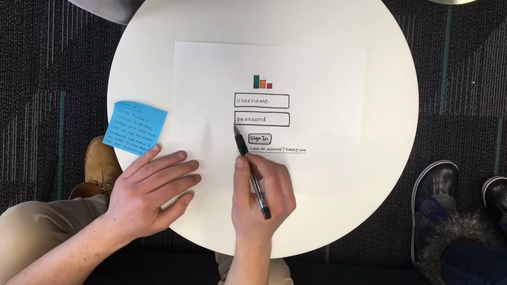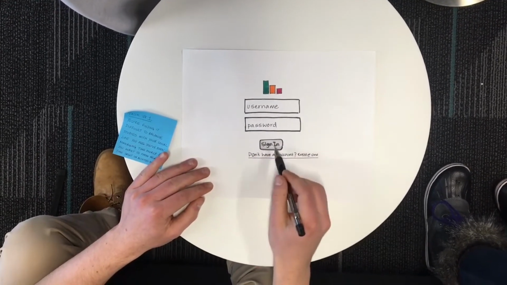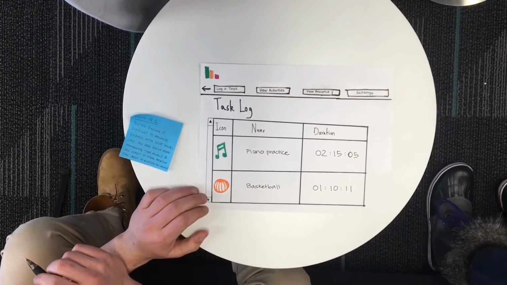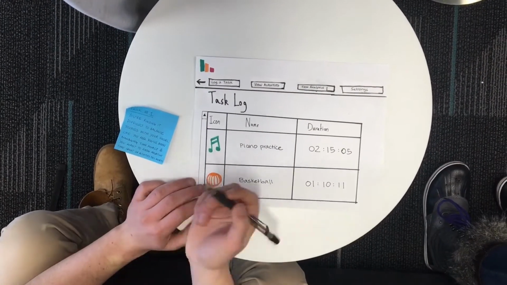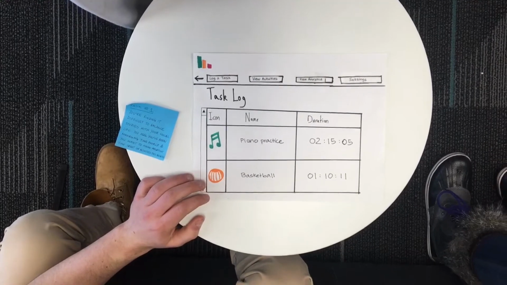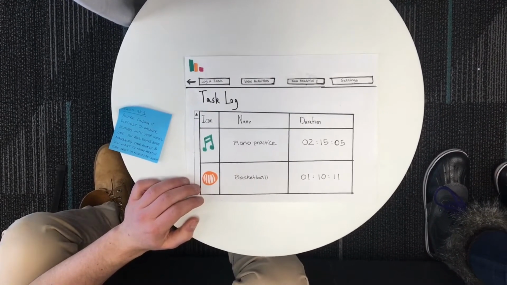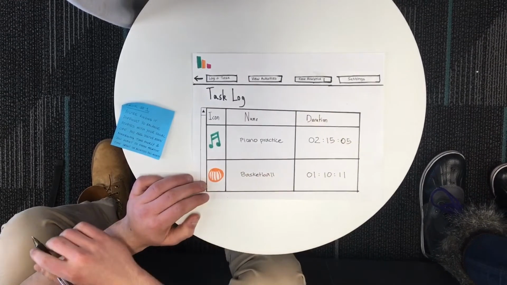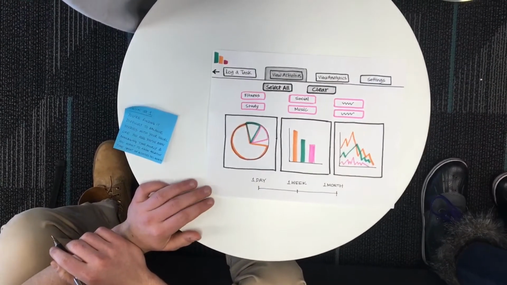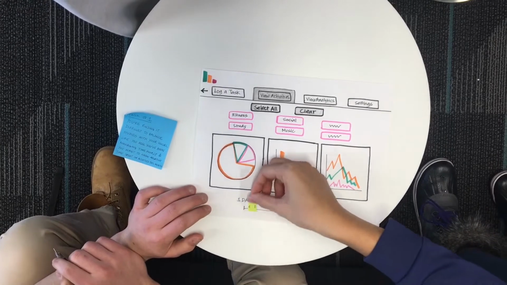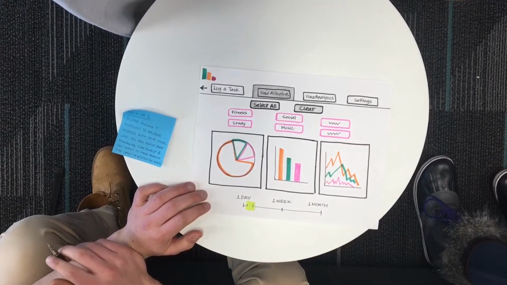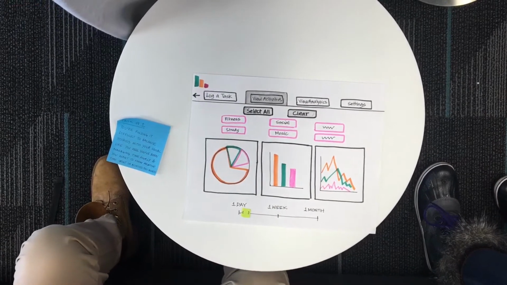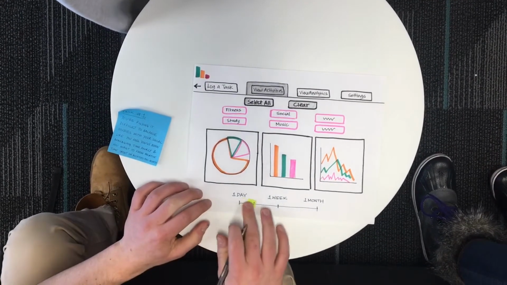Okay. So I'll sign in with my username and password. Okay. So it looks like I've spent about 2 hours on piano and 1 hour on basketball this month. Let's go to view activities. So that's what it looks like I've been spending my time on today. Let's go to 1 week.